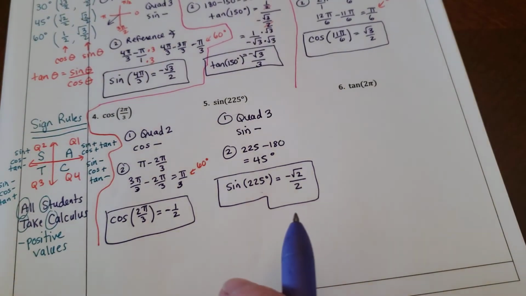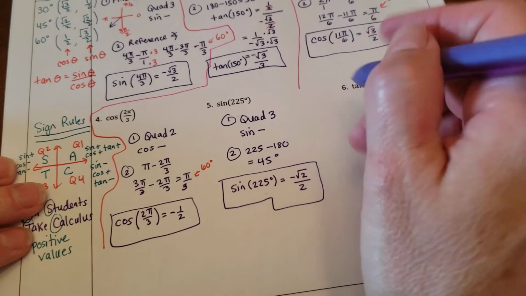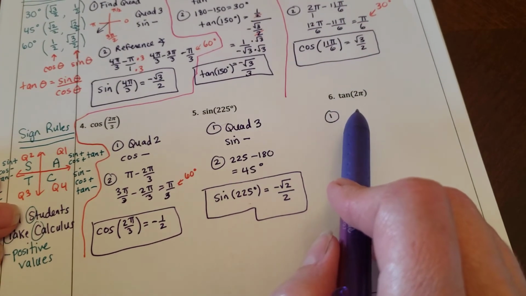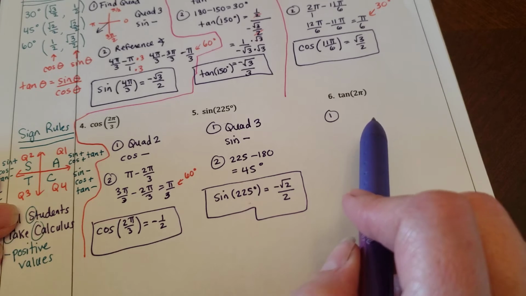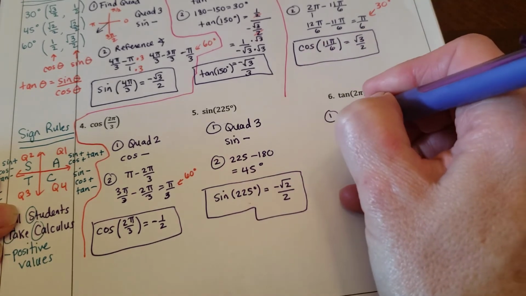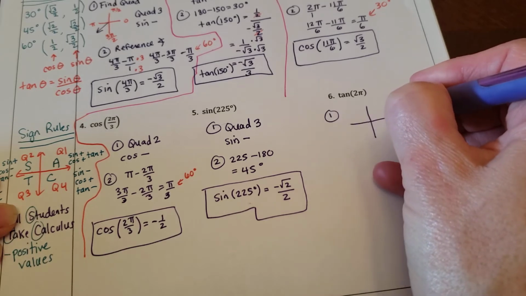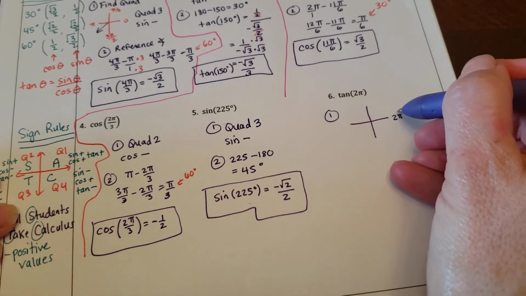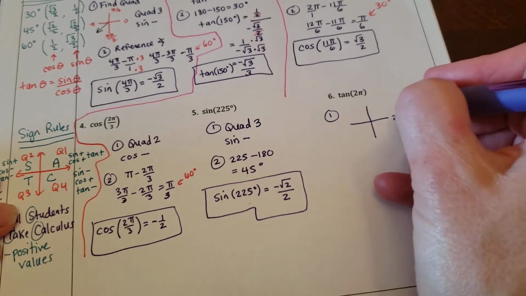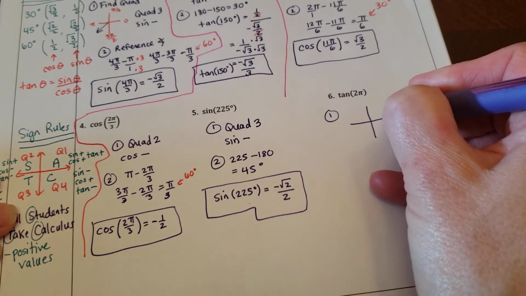One more, tangent of 2 pi. So when you go to find tangent of 2 pi, one thing you're going to notice, it is not in a quadrant. Okay, 2 pi is 360 degrees. So 2 pi is basically here back at the start. So we did one revolution, and that's the same as 360. So I'm basically asking this point right here.